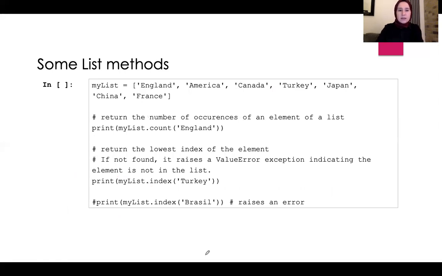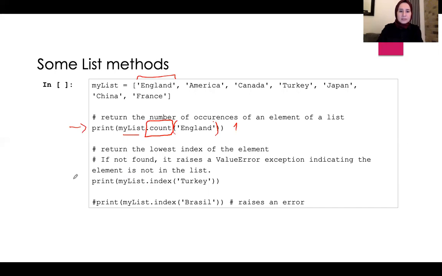So yes, it is also possible to return the number of occurrences of an element in a list. For example, when you want to learn how many times England is repeated in my list, we use the count method. You write the name of your list dot count, and inside the parentheses, you give the name of the element, and this will return the number of occurrences of that element. Therefore, this will return 1, as England is placed just 1 time in my list.